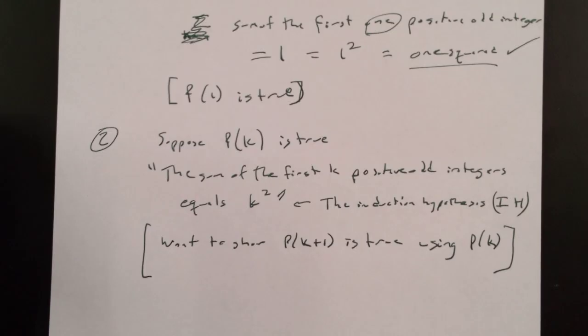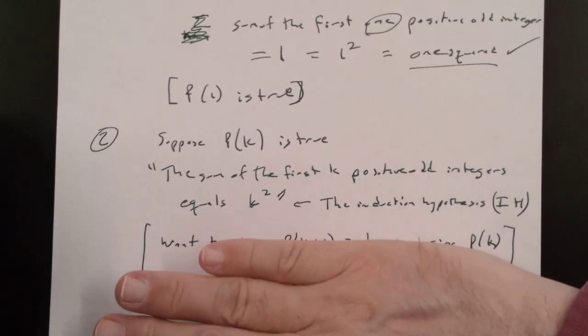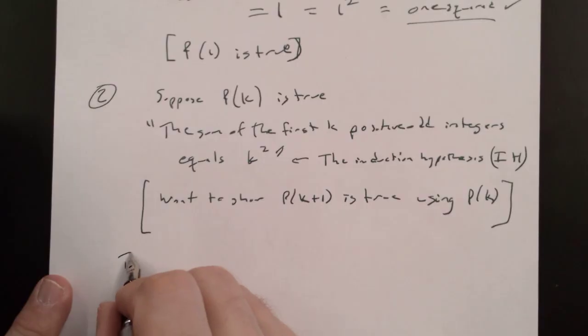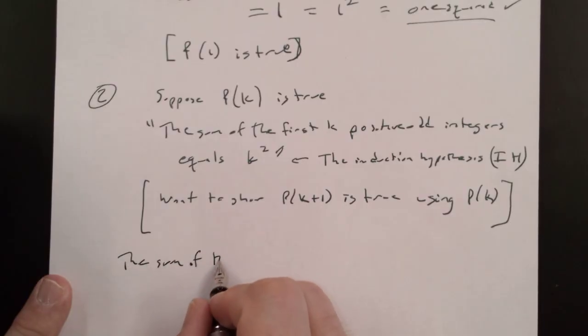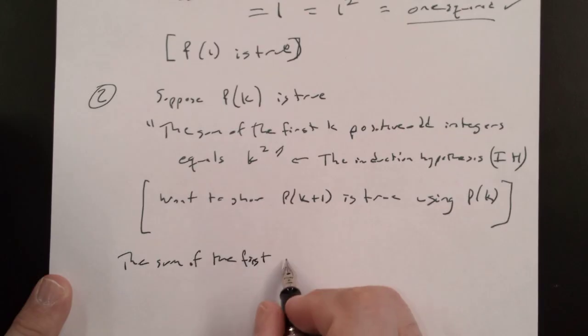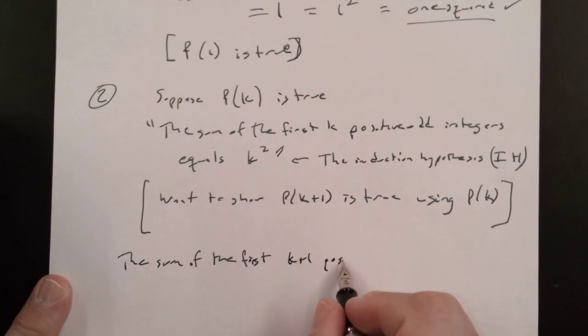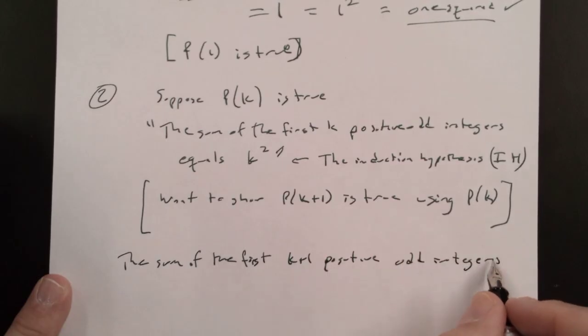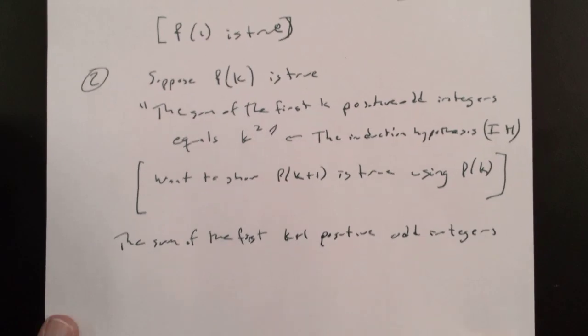Oh boy. Think about this sentence we've written down right here. That's for P of K. If I go to K plus 1, that means I need to change that from K to K plus 1. And instead of looking at K odd integers, I'm looking at K plus 1 odd integers, right? So, all right, wait a minute. Let me write this down.